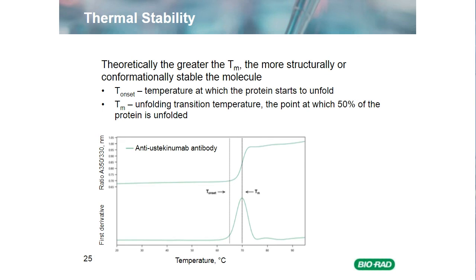One early indication of the stability of protein is to look at the melting point. So we use a nano-DSF for this to provide data on both the temperature at which unfolding or melting begins and the point or the temperature at which 50% of the protein is unfolded. Broadly speaking, the higher the melting temperature, the more stable the protein.